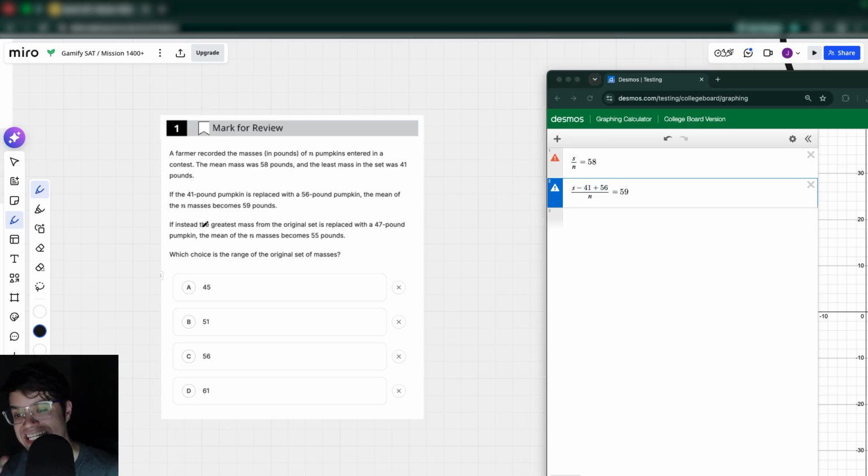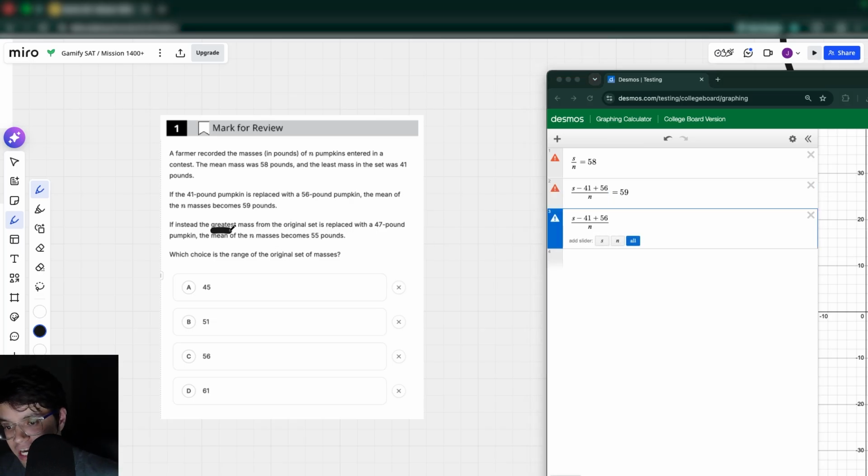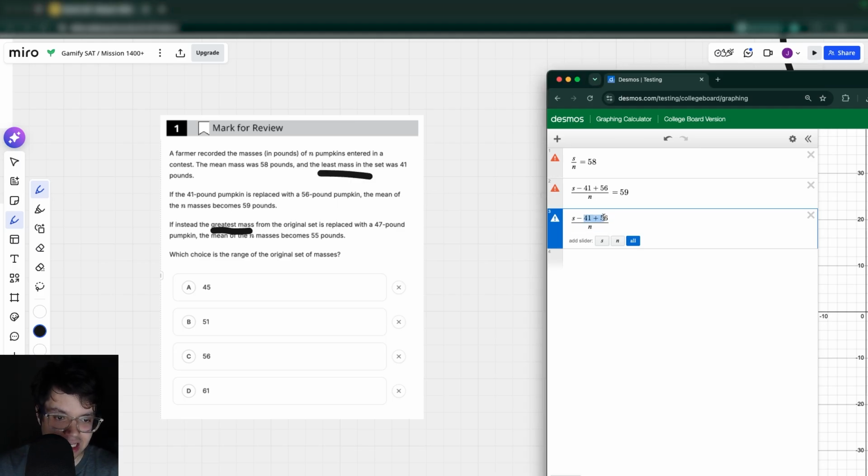Pretty good. But then it says if instead the greatest mass was replaced with a 47 pound pumpkin, the mean becomes 55. So we can take this exact same thing, but we do not actually know what the greatest mass is. We have not heard about that at all. We know about the least masses, but not the greatest one. So we can just say in this basically S minus G and then add 47 to it. So pretty good stuff there, and that would be equal to 55.